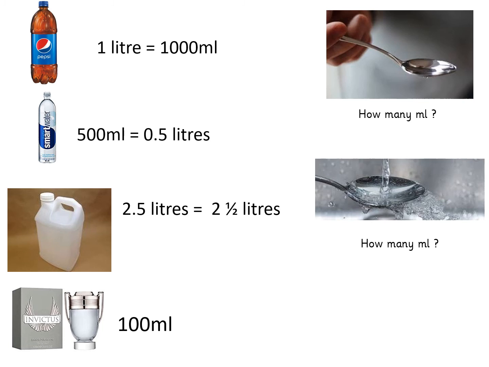Aftershaves and perfumes are often described in millilitres because they are smaller. So this aftershave contains 100 millilitres. How many millilitres do you think a teaspoon and a tablespoon hold? That's right, the smaller one, the teaspoon, holds 5 millilitres. And the larger spoon, the tablespoon, holds 25 millilitres.